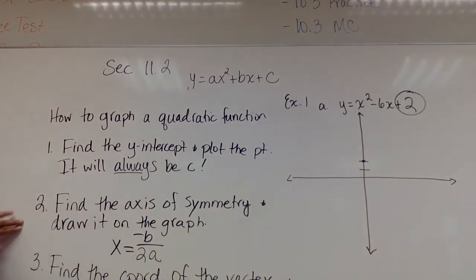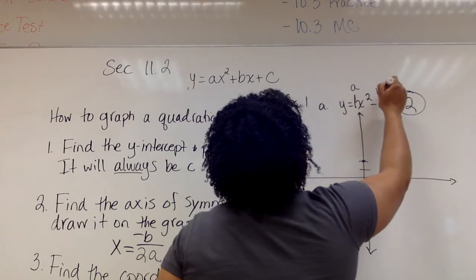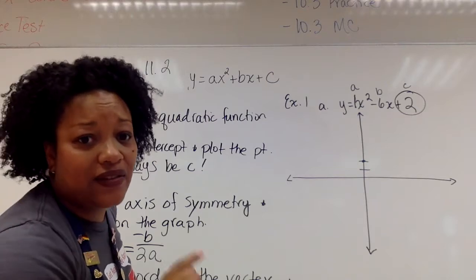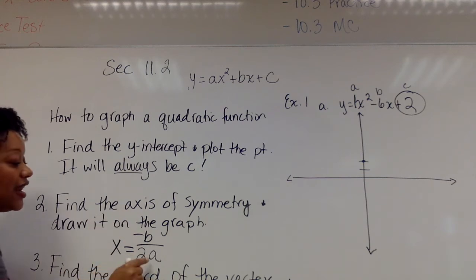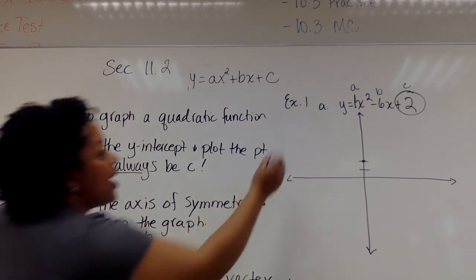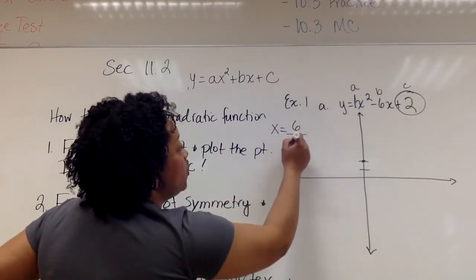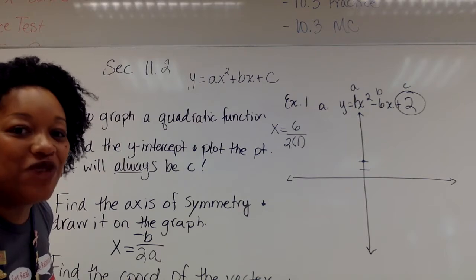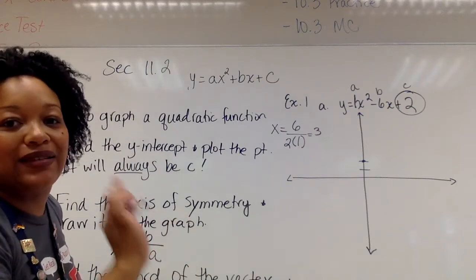Second step. Got to find that axis of symmetry. Okay? Now let me go back. My A is 1. My B is negative 6. My C is 2. So if I want to get the axis of symmetry, I need to substitute the opposite of B, which means you just change the sign, and A into this little equation. So I have X equals positive 6, because remember you change the sign, divided by 2 times A, which is 1. Well, hopefully, you know that that simplifies to 3. That is where we're going to put our axis of symmetry.